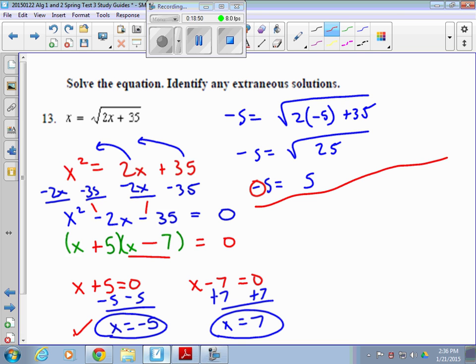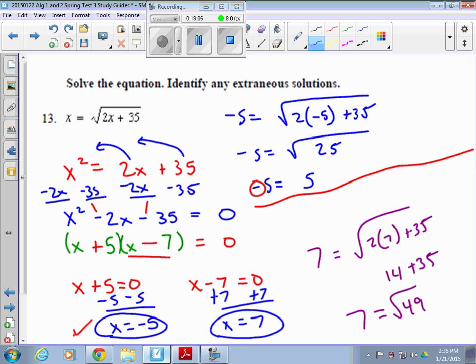We'll do the same thing with 7. When you plug it in, 7 equals the square root of 2 times 7 plus 35. 2 times 7 is 14 plus 35, which we know is 49. The square root of 49 is 7. Is the square root of 49 7? Yes, it is. It's also negative 7, so that one checks out as well. So there are no extraneous solutions in problem number 13. Both negative 5 and 7 are accurate.